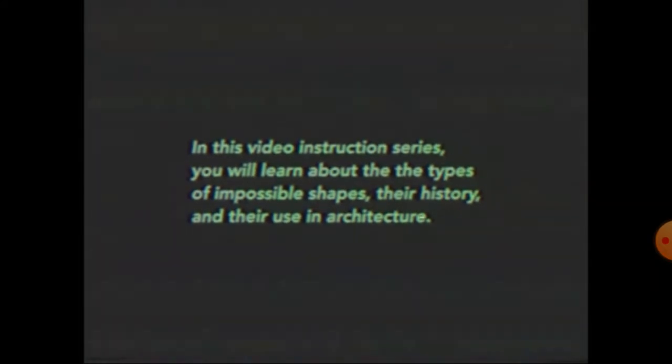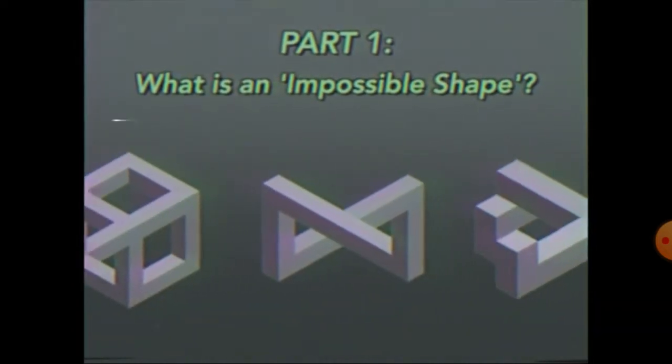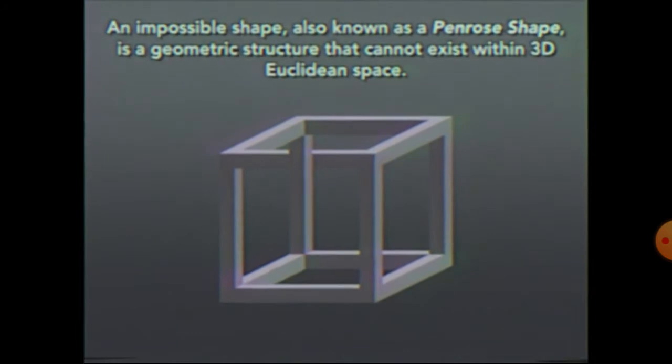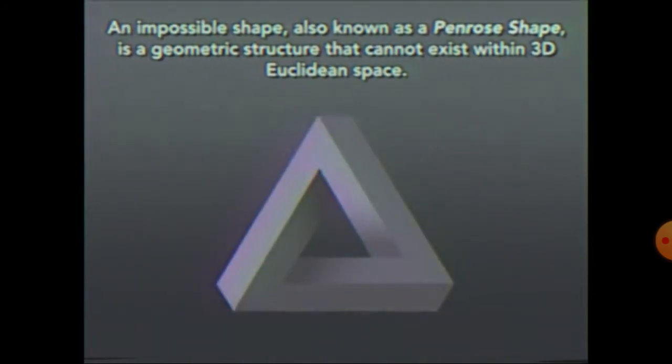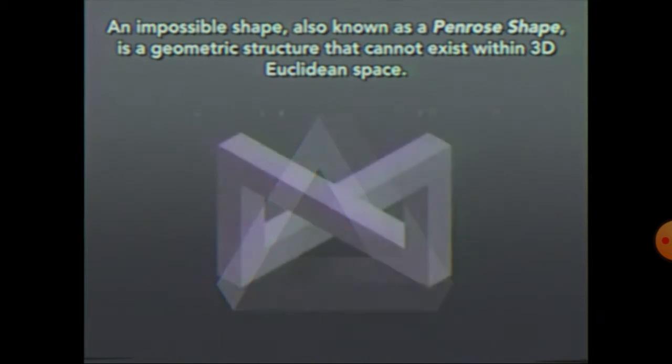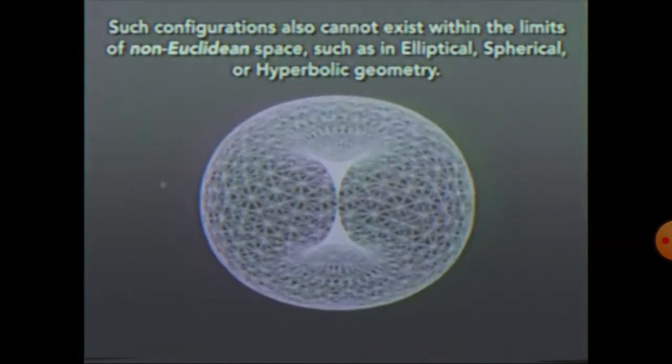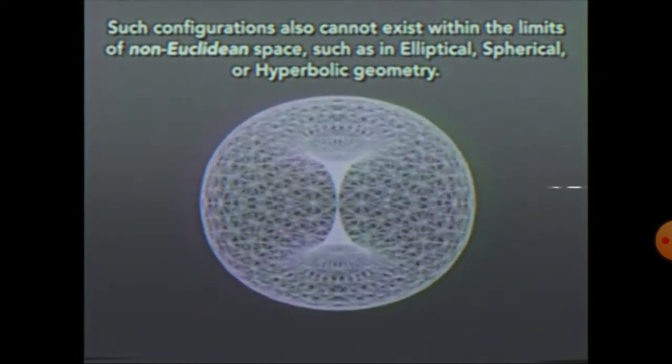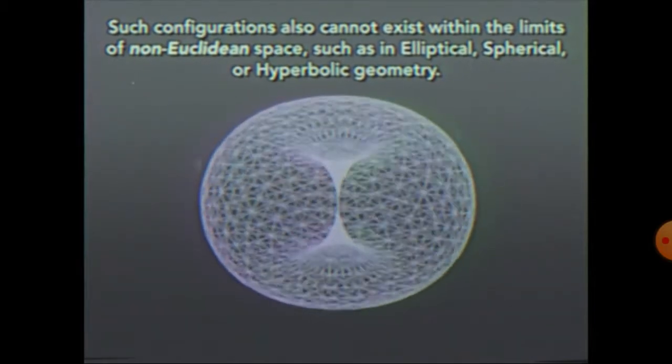In this video instruction series, you will learn about the types of impossible shapes, their history, and their use in architecture. Part 1. What is an impossible shape? An impossible shape, also known as a Penrose shape, is a geometric structure that cannot exist within 3D Euclidean space. Such configurations also cannot exist within the limits of non-Euclidean space, such as elliptical, spherical, or hyperbolic geometry.